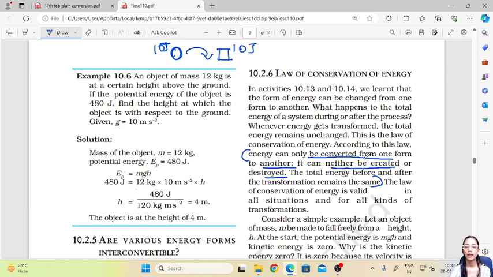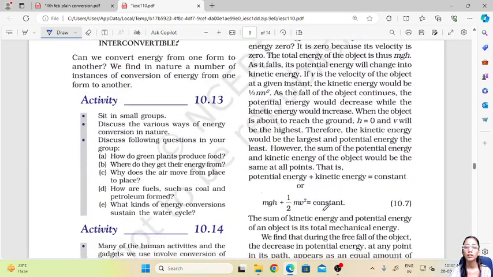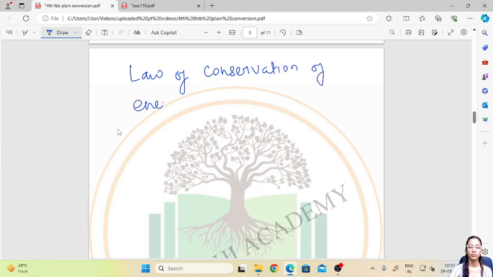So the mathematical statement of this is that the sum of the potential and the kinetic energy is a constant.